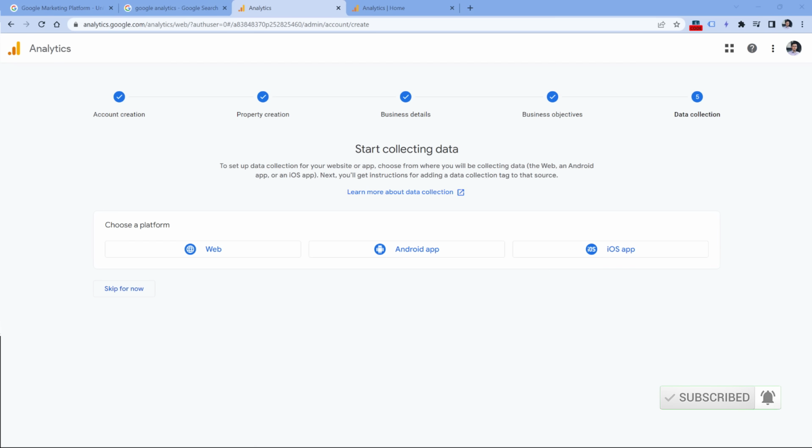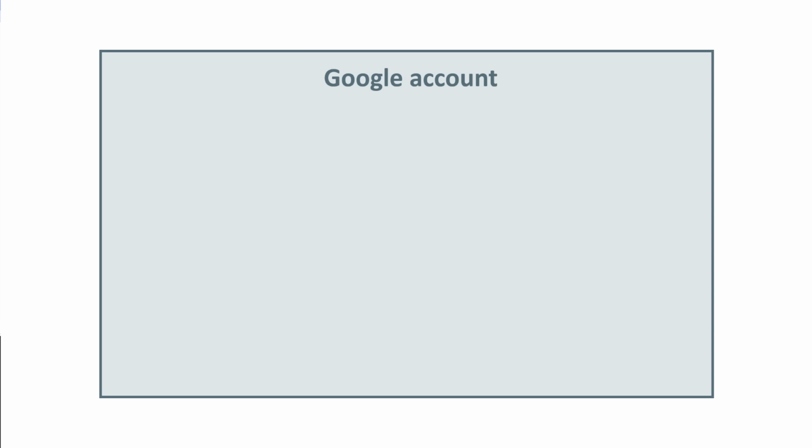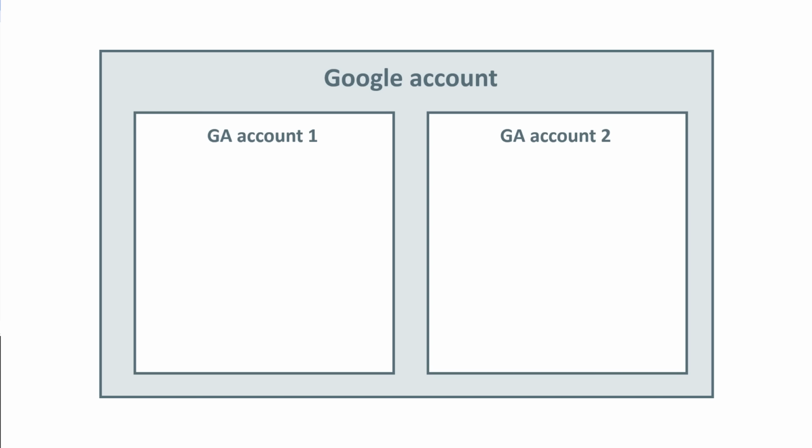To understand what data streams are, let's take a look at the structure of the account. First, to get access to any Google product, you must have a Google account. That is your Google address, for example, johndoe@gmail.com. You use it to log into your Gmail, to your Google Ads, to Google Analytics, and so on. Then, when you go to analytics.google.com, you are asked to create a Google Analytics account.